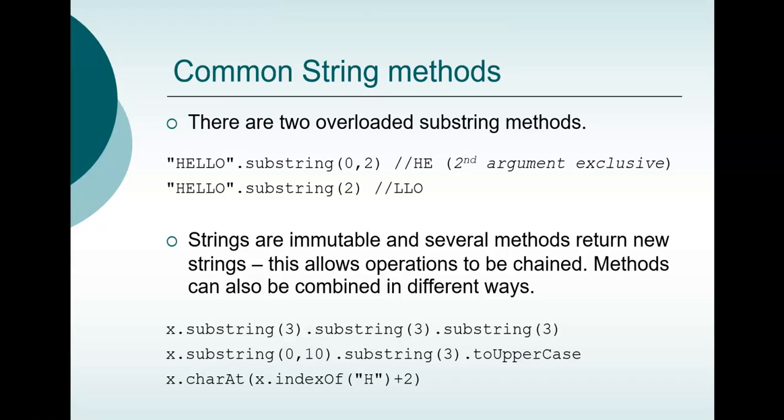So as we said, because strings are immutable, several methods can return new strings, which will allow us to chain different operations together. We will go into our development environment or our IDE and try to practice all these examples that we are showing. So for example, also, we can say x.charAt.